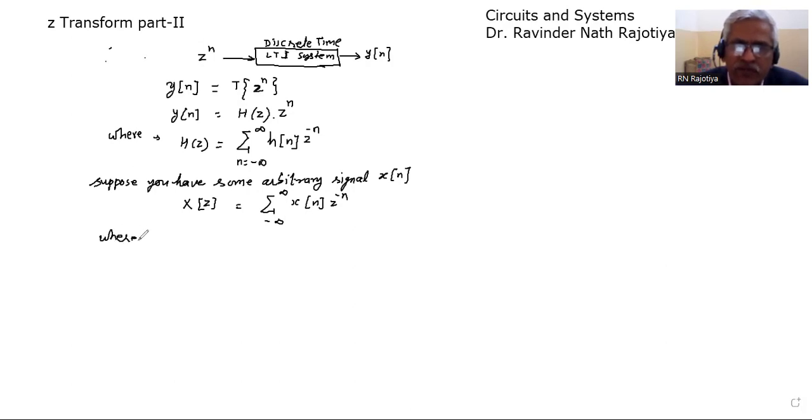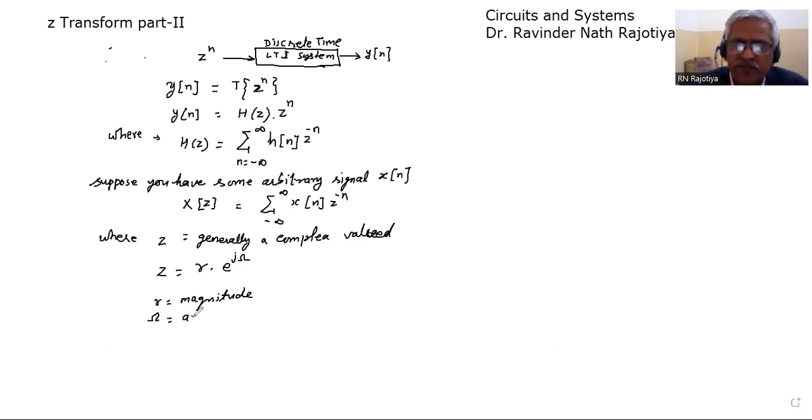you can make a note of it, where z is generally a complex valued variable, and the value of z is given by r times e power of j omega, where r is the amplitude, the magnitude, and omega is the angle of z.